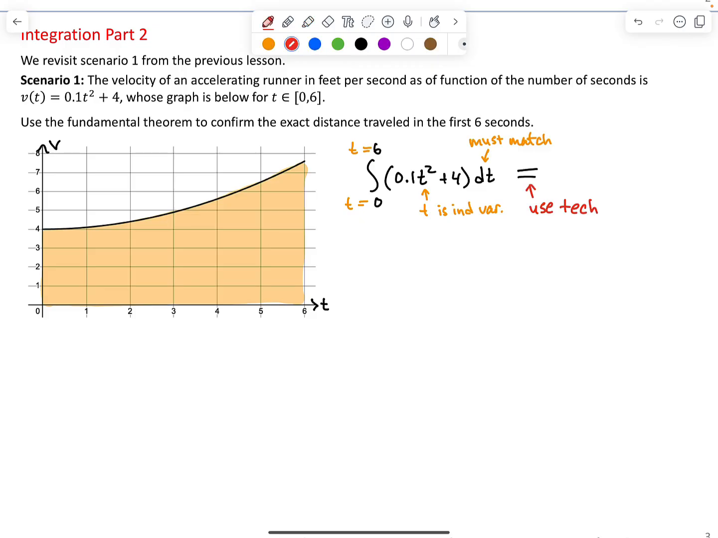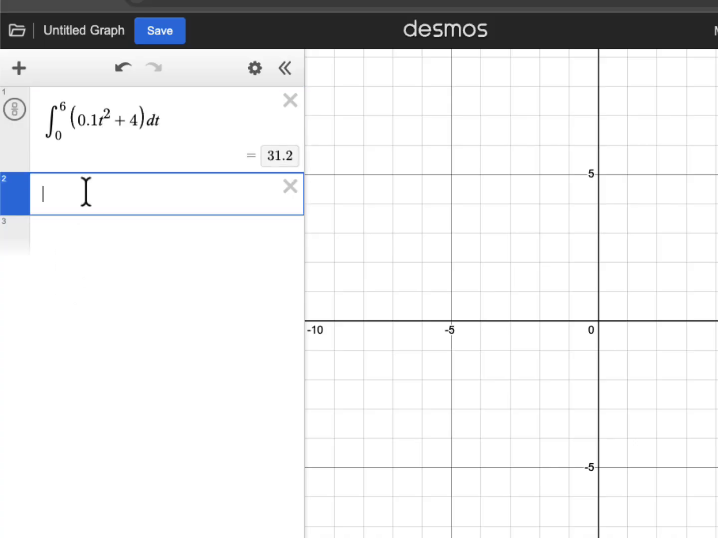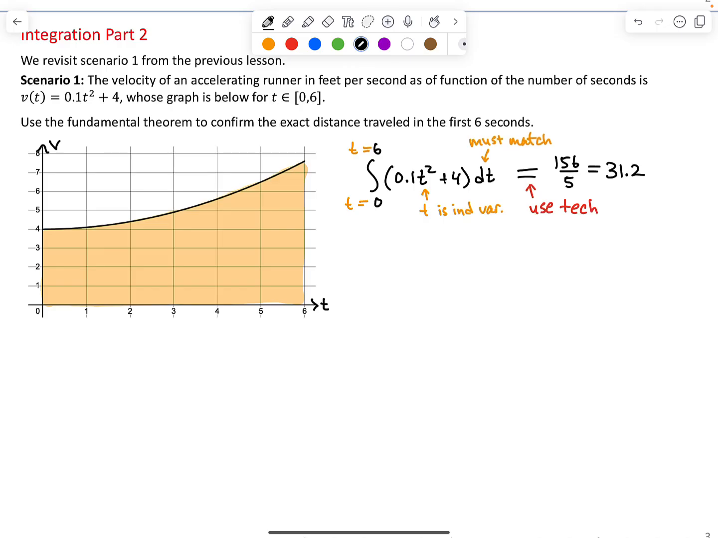Now, if I use technology, in Desmos, type in int for integral. We're integrating from 0 up to 6. Use parentheses for the integrand, 0.1 t squared plus 4, and then dt. And the answer we get is 31.2, or in fraction form, 156 fifths. And what would be the unit on this? t is measured in seconds, velocity is measured in feet per second. So when you multiply these units as you would for area, you would get feet.